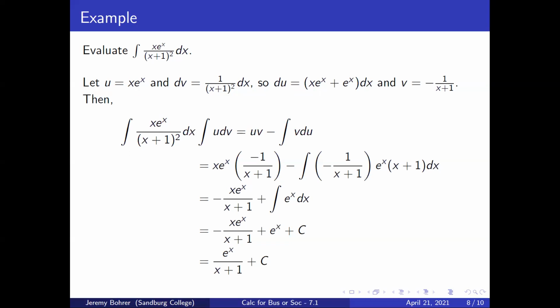the integral of u dv, which equals uv minus the integral of v du, which is x e^x times -1/(x+1) minus the integral of -1/(x+1) times e^x (x+1) dx, which equals -x e^x/(x+1) plus the integral of e^x dx, which gives us -x e^x/(x+1) + e^x + C, which equals e^x/(x+1) + C.